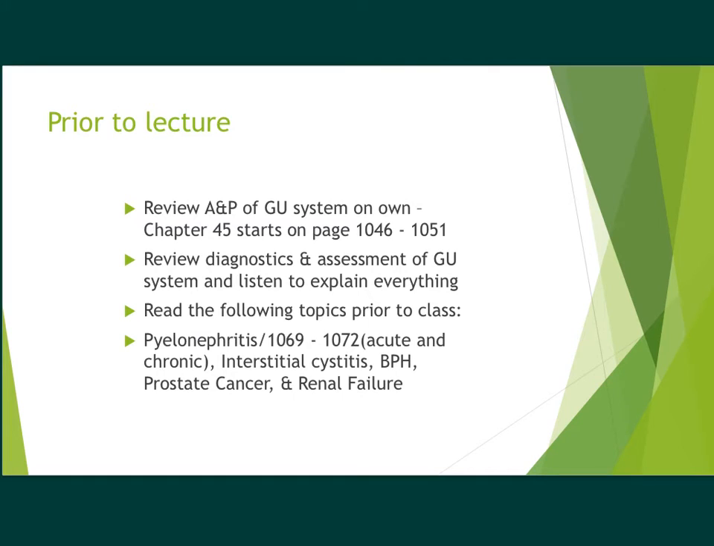Okay, so just a reminder, you guys have to review the actual anatomy and physiology on your own. We're going to go over the diagnostics and assessment of the GU system. And for GU, after we do fluid and electrolytes, you're going to learn about pyelonephritis, acute and chronic, interstitial cystitis, benign prostate hypertrophy, and prostate cancer, and chronic renal failure. So let's just make sure that you guys realize that this is chronic renal failure that we're going to actually do.